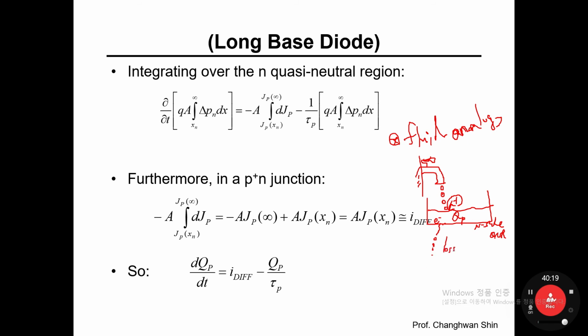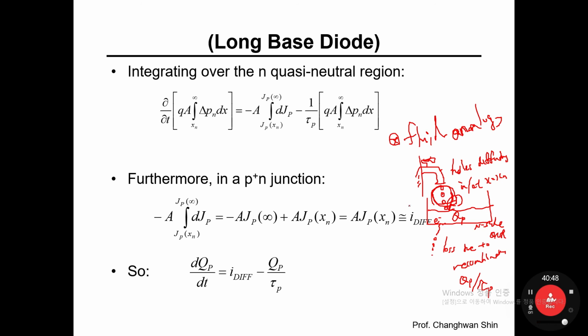This loss due to recombination is expressed in terms of QP over tau P. So this current component is now diffusing in at x of xn, right?